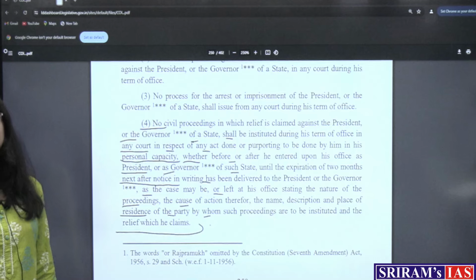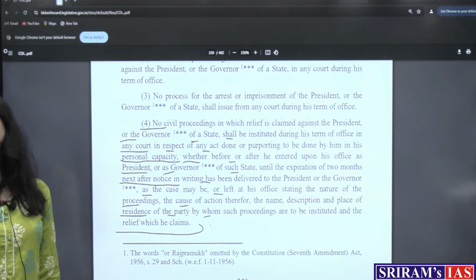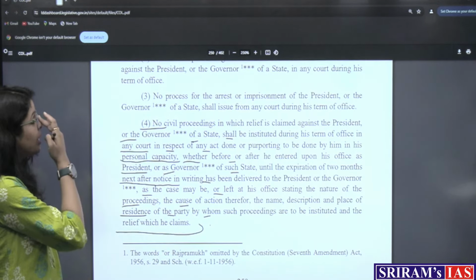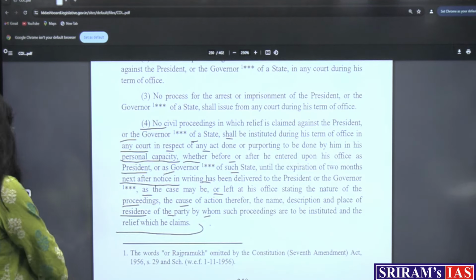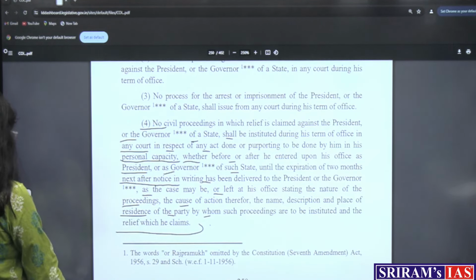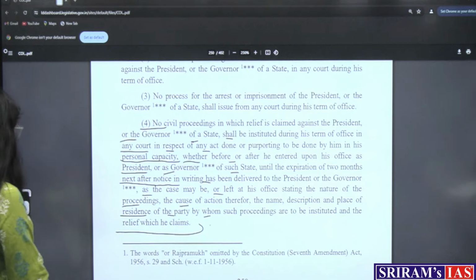So that is not the case with criminal proceedings. Civil proceedings can be instituted after giving the 2 months' notice. Moving forward in our discussion, let us analyze what the ongoing debate is.